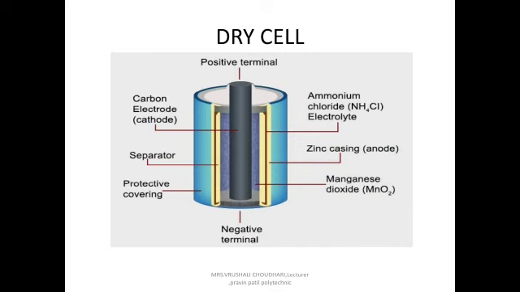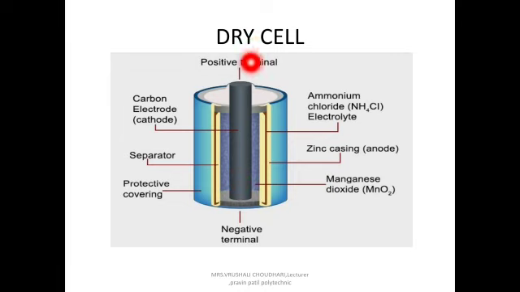and kids' toys. Now the construction of this cell. It consists of a zinc vessel. The outside coating is made of zinc. It has a zinc container which acts as the anode. Inside it there is a graphite rod.